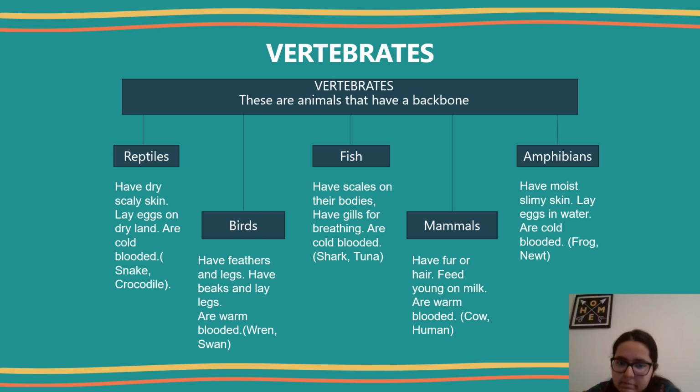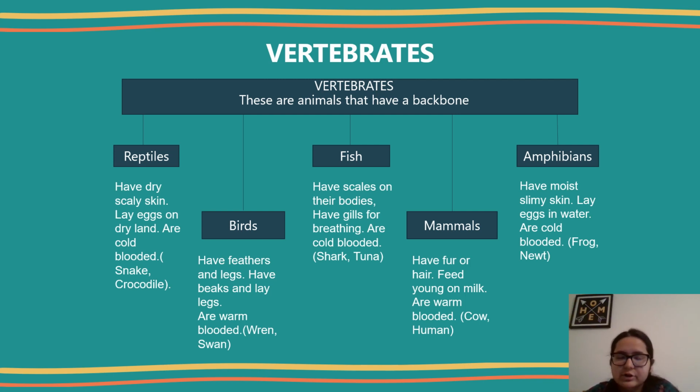Now, as I told you, animals are divided into two, vertebrates and invertebrates. Vertebrates are the animals which have a backbone. So vertebrates are divided into 5 groups: reptiles, birds, fishes, mammals, and amphibians. Reptiles have dry, scaly skin and they lay eggs on dry land. They are cold-blooded, and an example could be snake. Birds have feathers and legs. They have beak and they lay eggs. They are warm-blooded. Example could be wren.